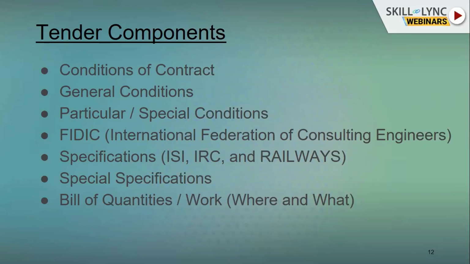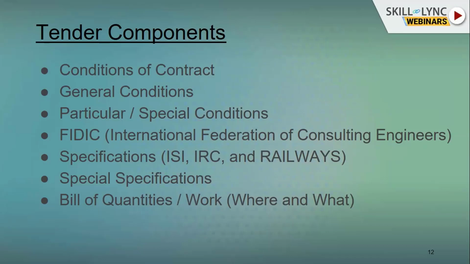Next is the specification. For example, if I would like to start with my foundation specification: what kind of excavation I need, what the quantity is, how we are going to excavate it. Then specification for RCC: what grade of concrete I am going to use, what grade of steel I am going to use as per ISI. If I am carrying out a project in railways, then railway standards, all the materials and specifications with reference to the standards are mentioned and prepared as one part of the tender.